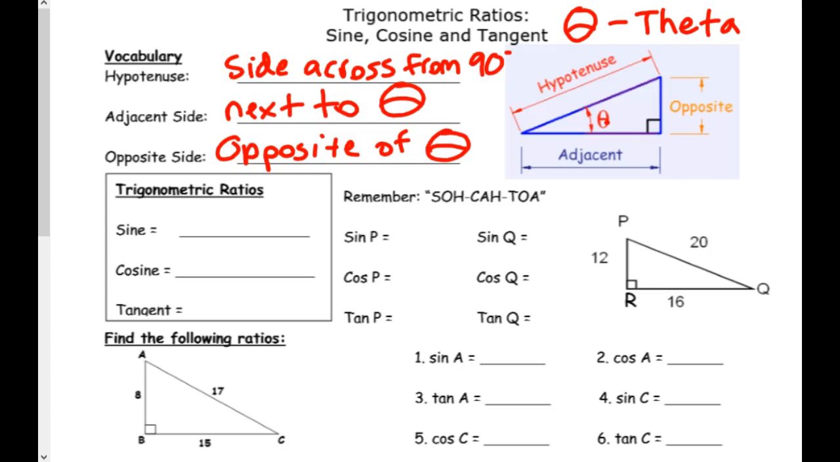So let's actually write this down. Sine is going to be, write small, opposite over hypotenuse, or just O over H. So sine is opposite over hypotenuse. And what we're going to do is say these three letters as a word. S-O-H, how do you say that?